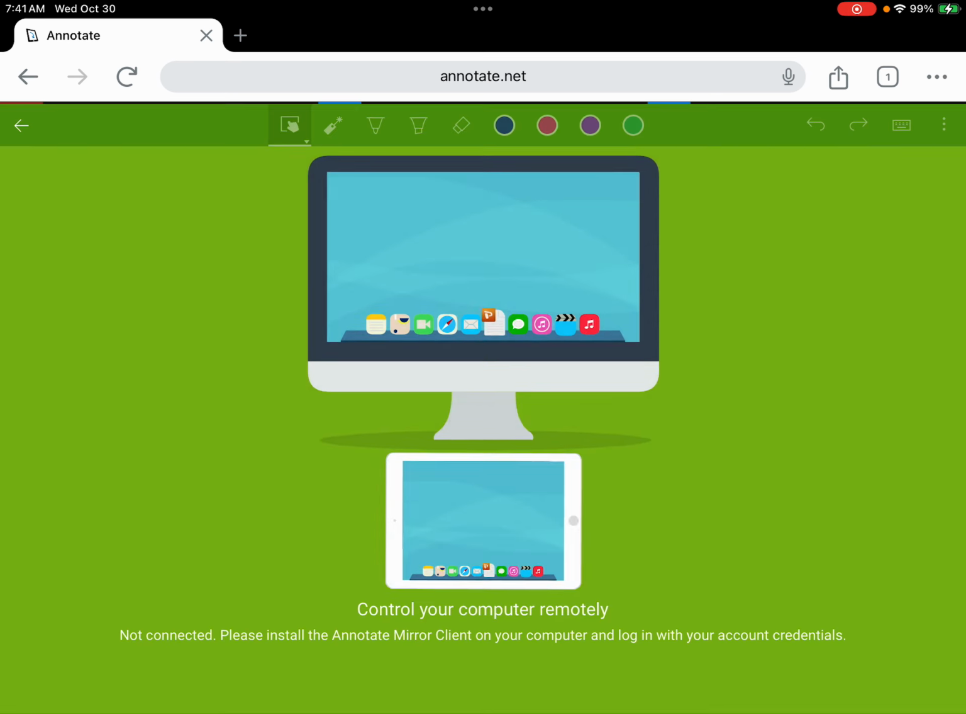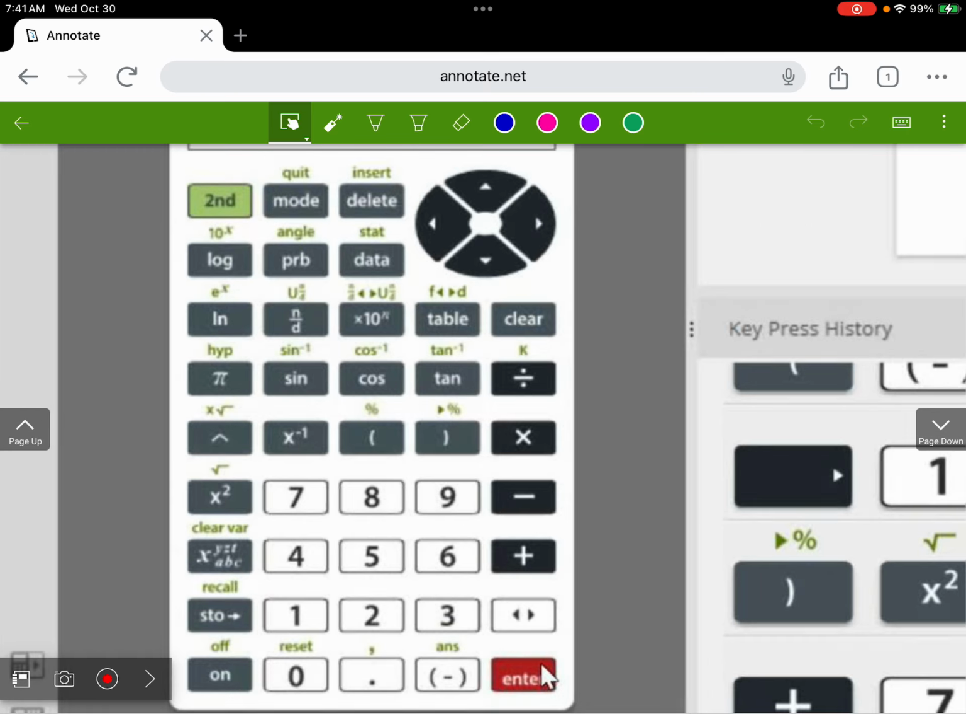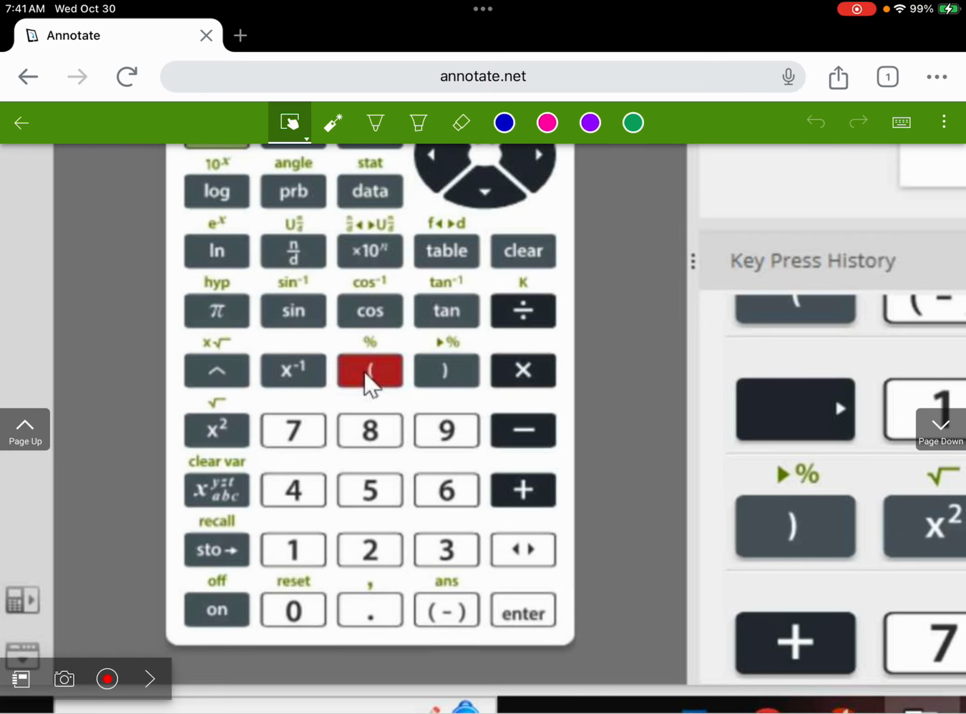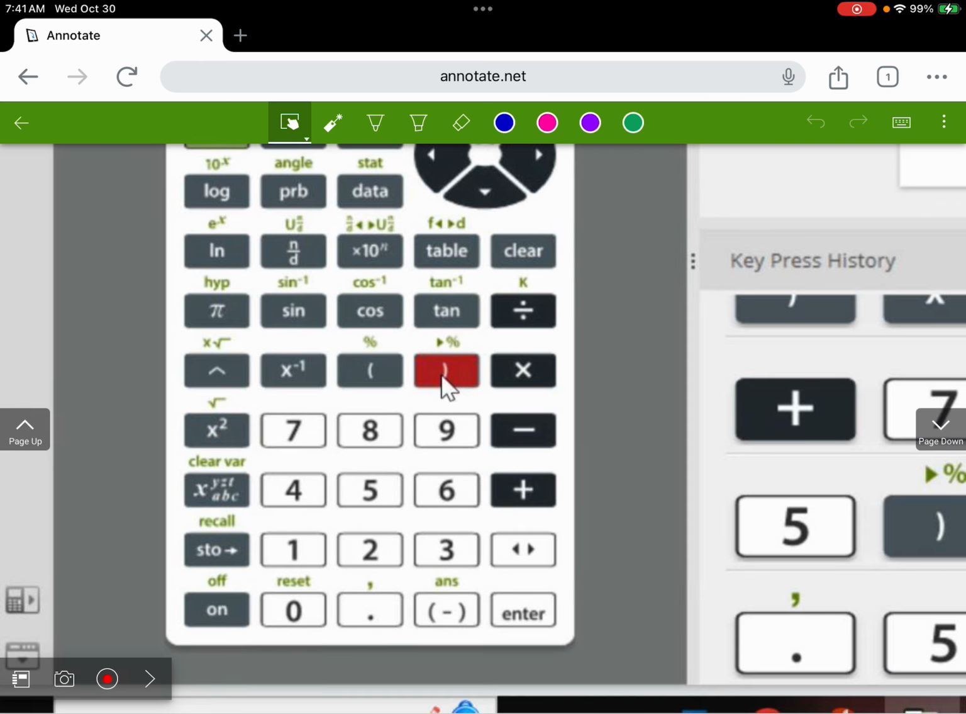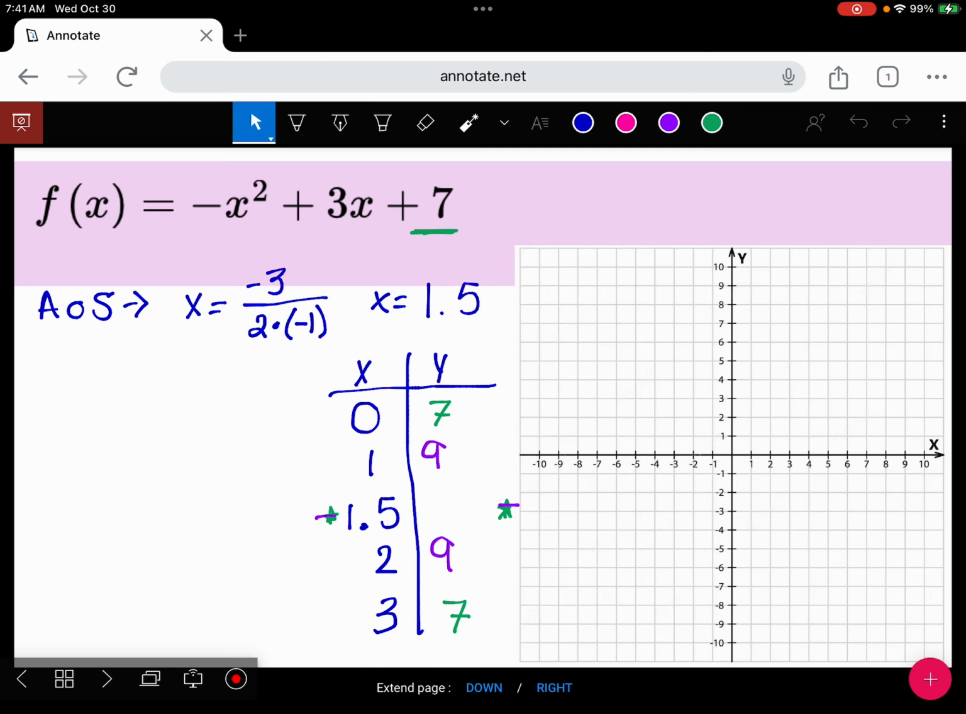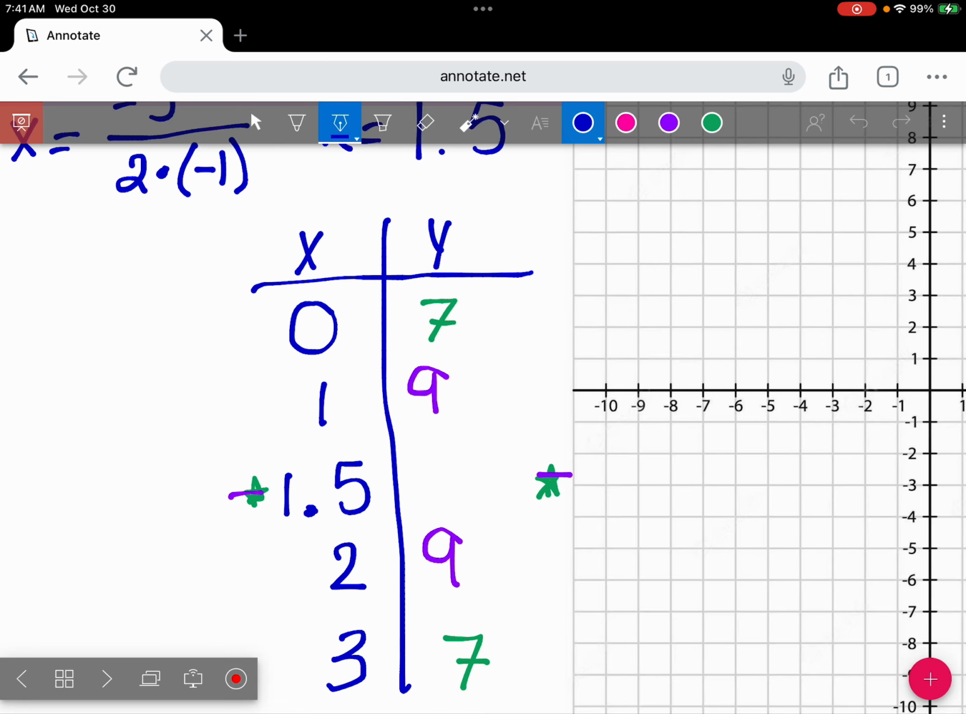And our last piece, we're going to do the same equation, but with our 1.5, or with 3 halves. You can do it either way. I'm just taking our equation, so we're going to do our negative 1.5 squared plus 3 times 1.5 plus 7. And we get 9.25. So our vertex is super gross and decimally.